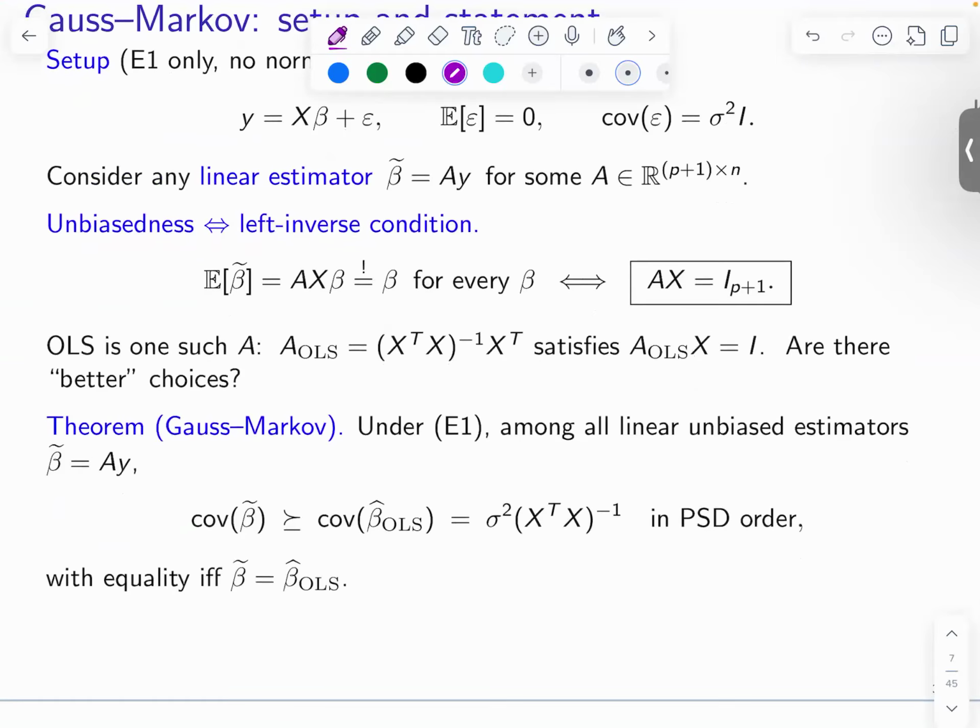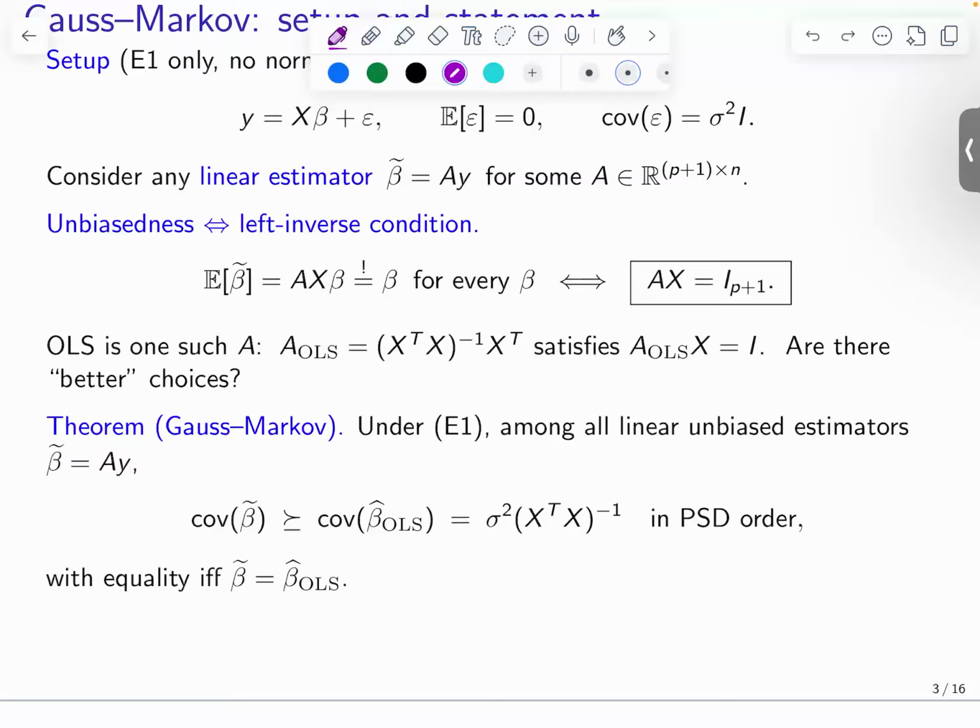So let's see what we have here. The Gauss-Markov theorem is saying that that's not possible. Among all linear unbiased estimators of this form, the covariance of beta tilde is going to be bigger than or equal to the covariance of beta hat OLS, which happens to be sigma squared X transpose X inverse. And the inequality is exact only when beta tilde is beta hat OLS. If it's anything else, basically the covariance would be different.